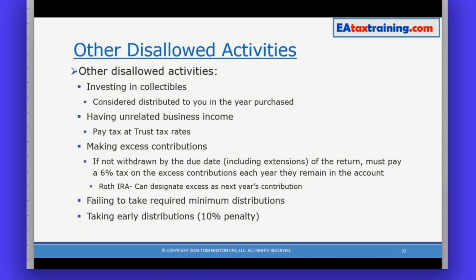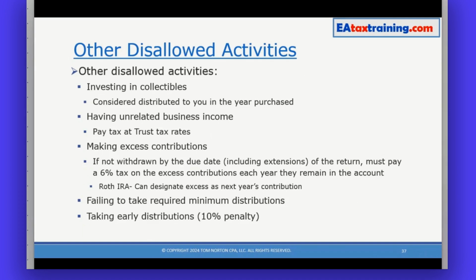There are other disallowed activities. And again, sometimes tax preparers will just call all of these prohibited transactions. But technically, there is a distinction between prohibited transactions, which is what we talked about before, that you'll want to know for the exam, and then other disallowed activities, which are these. Investing in collectibles.